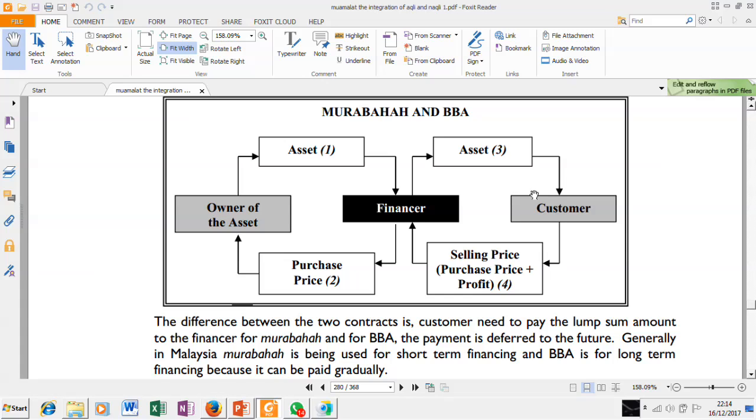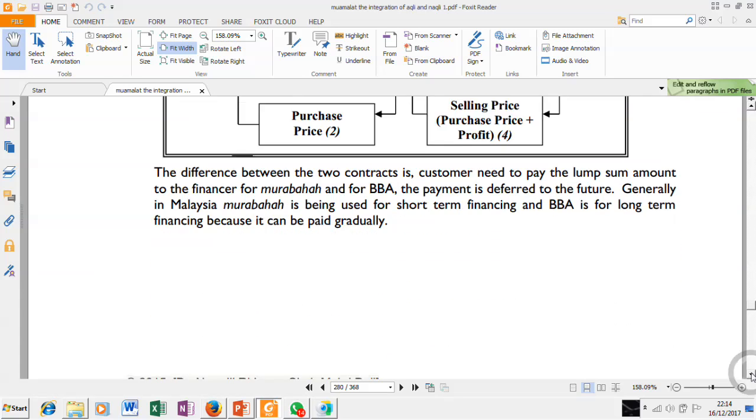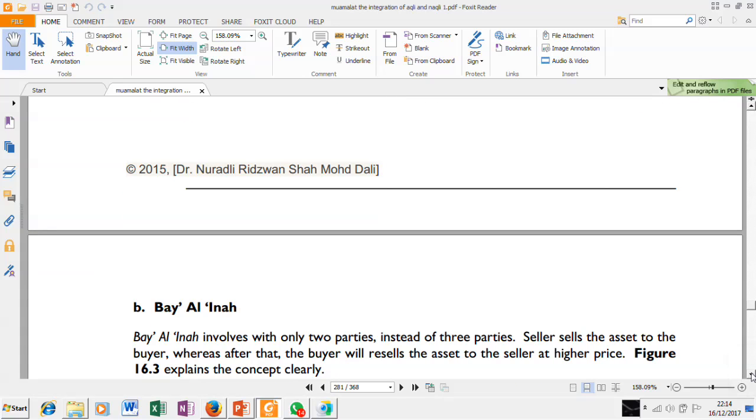Do you understand murabaha and BBA? Basically, it is a markup cost. The cost is probably 100,000, then the financer will sell to you at probably a 20% markup, so it becomes 120,000. So that is BBA.